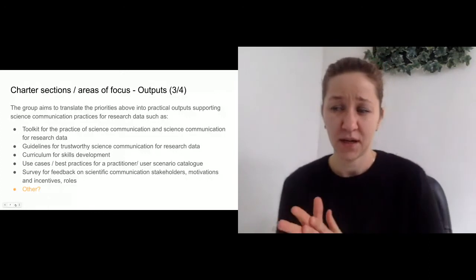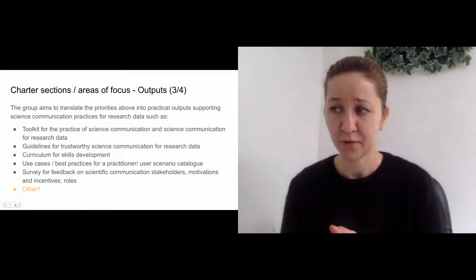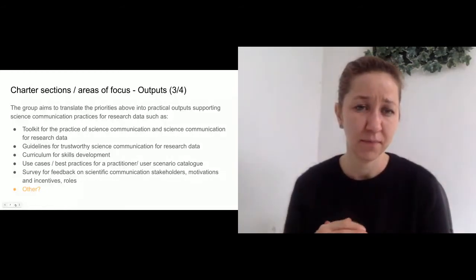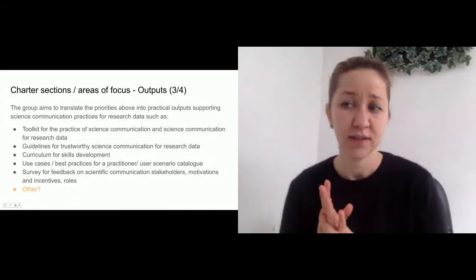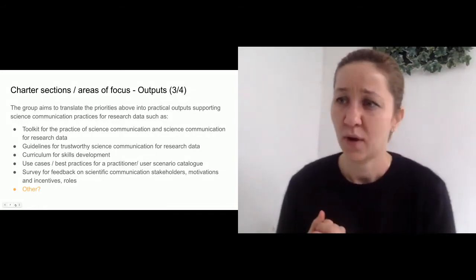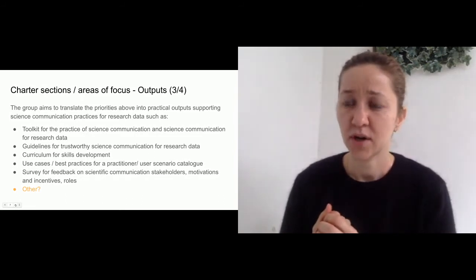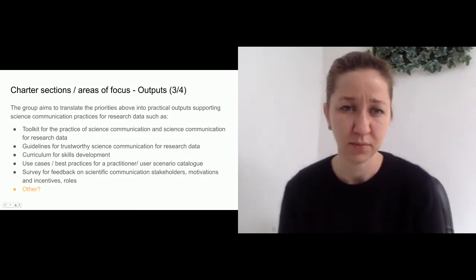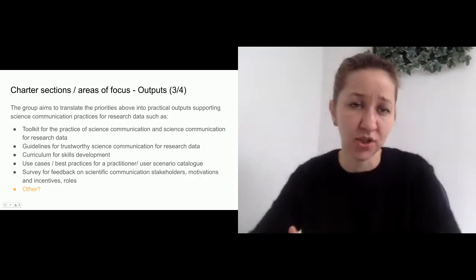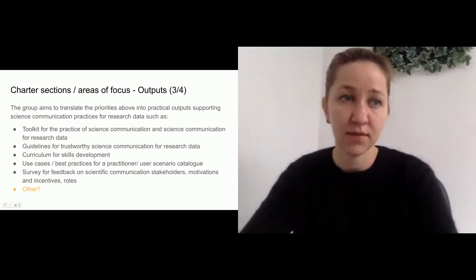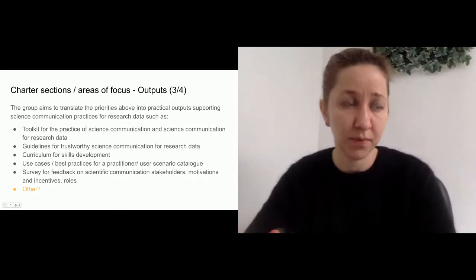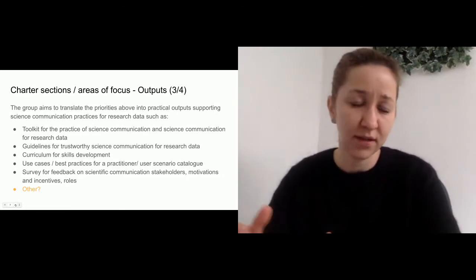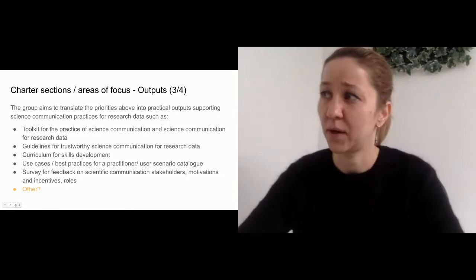Or we can survey the community for feedback on what are the stakeholders, the motivations, the incentives, and the various roles that are involved in good science communication practices. Now, are there any other types of outputs that we should be looking at? I know these are very generic, and considering the progression of the group, once topics are prioritized and identified, then there's going to be a little bit more clarity about the outputs.